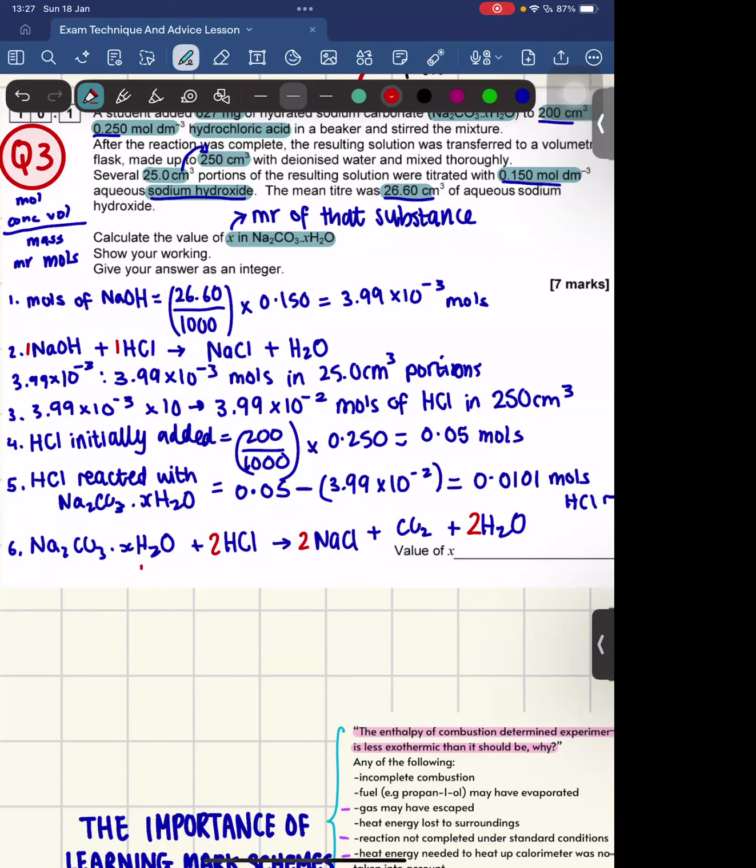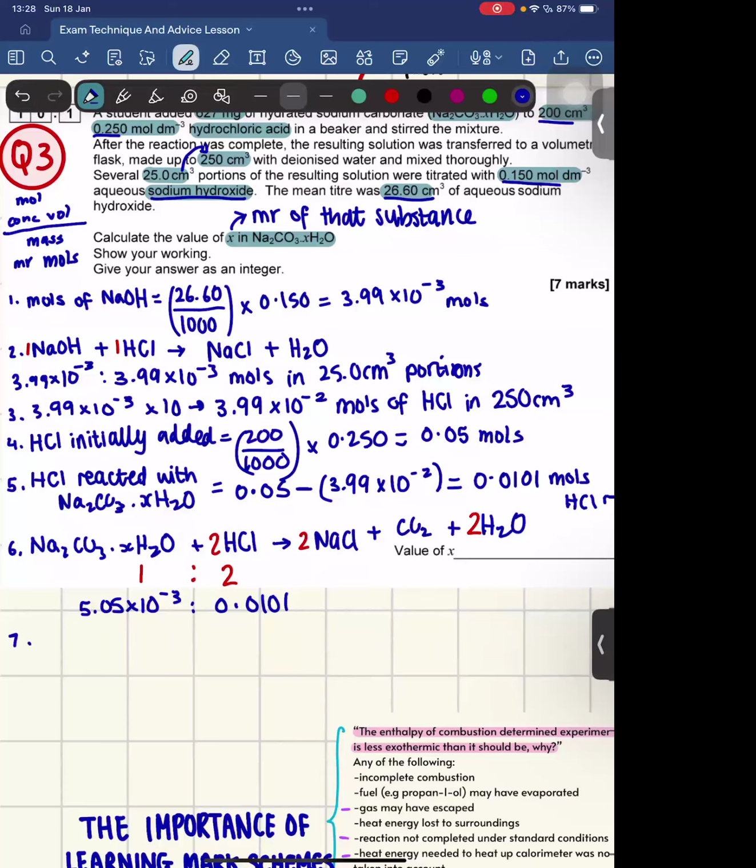So what does that tell me? I have a 1:2 ratio between my Na2CO3 that reacted and my HCl that reacted. Well, that's great because I know that 0.0101 was how many moles of HCl reacted. I can divide that by 2 to work out how much of that Na2CO3 reacted. So that would be 5.05 times 10 to the minus 3 moles. So I've got my moles, I've got my mass. I can finally use that to work out what the MR would be of this whole thing. And then that is going to help me figure out X, which I'll get onto.